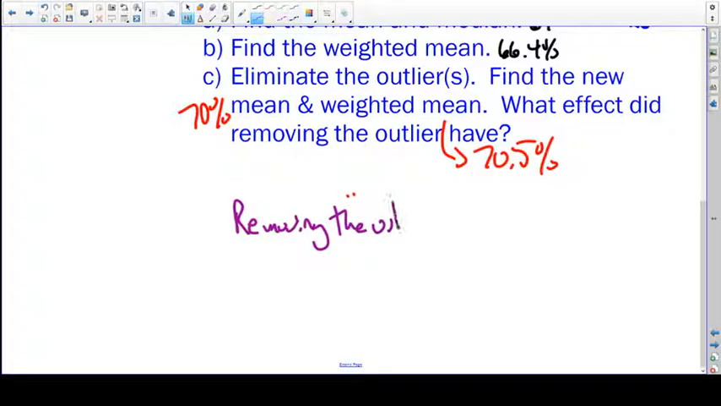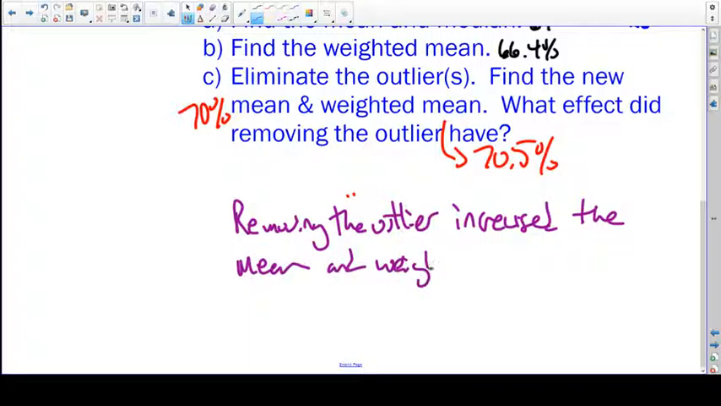So removing the outlier increased the mean and weighted mean by about 4%.